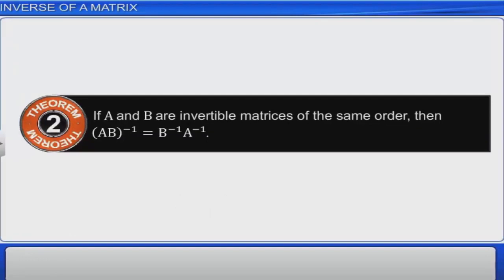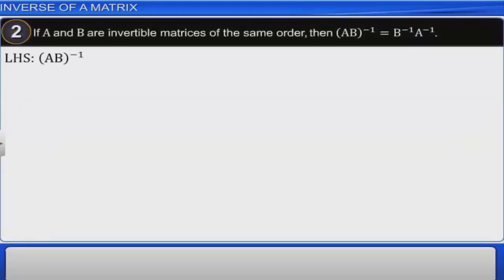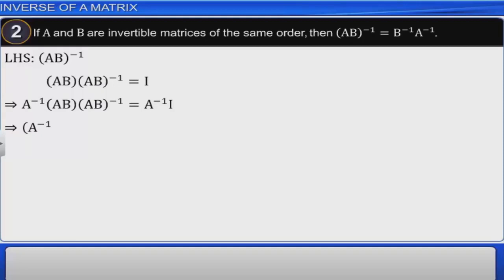Now, we will prove a theorem on the inverse of the product of two matrices. Let's start with the left-hand side. We know that the product of the matrices AB and AB inverse is equal to the identity matrix. Let's multiply with A inverse on both the sides. Since matrix multiplication is associative, we can arrange the left-hand side of the relation as shown. Now we can simplify as shown.